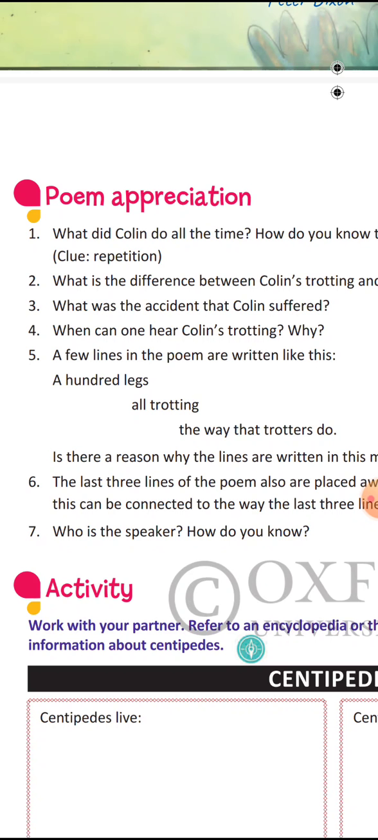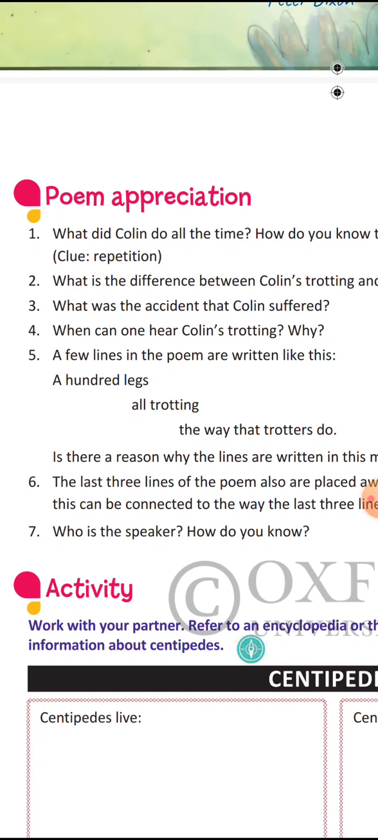A few lines in the poem are written like this: 100 legs all trotting the way that trotters do. Is there a reason why the lines are written in this manner? Yes, a few lines in the poem are written like this to show the staircase pattern. Okay, in order to show the pattern of the staircase, it is written in this manner.